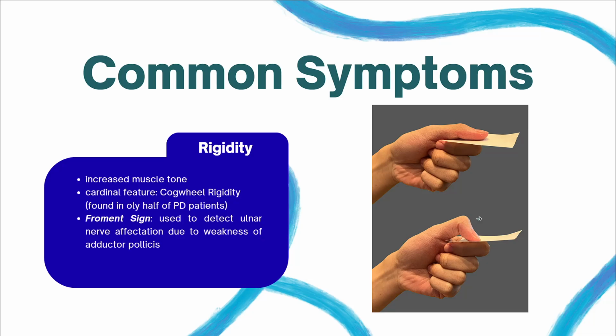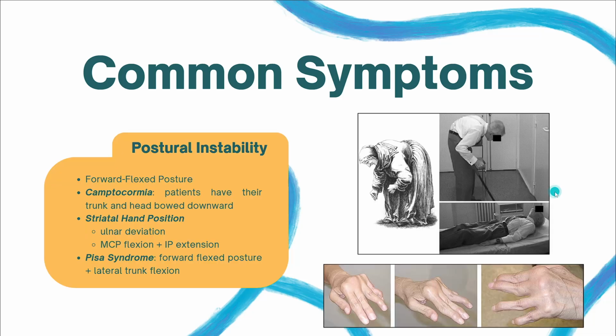And the adductor pollicis is innervated by the ulnar nerve. So if you can't maintain the strength of that, one reason could be that the nerve supply is affected. That's what we call the Froment sign. This could be used to test for rigidity, especially in the hands, if the rigidity is not as visible in early Parkinson's disease. So I will further connect this in the next slide.